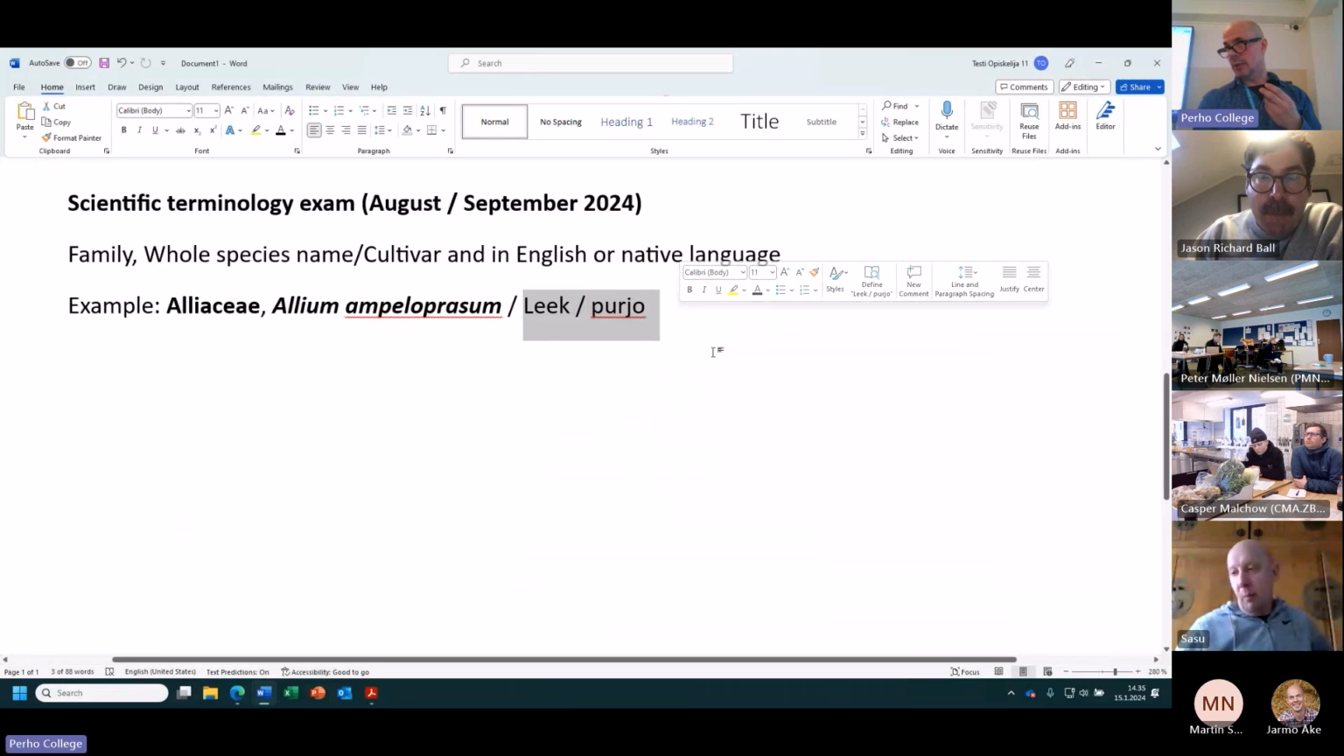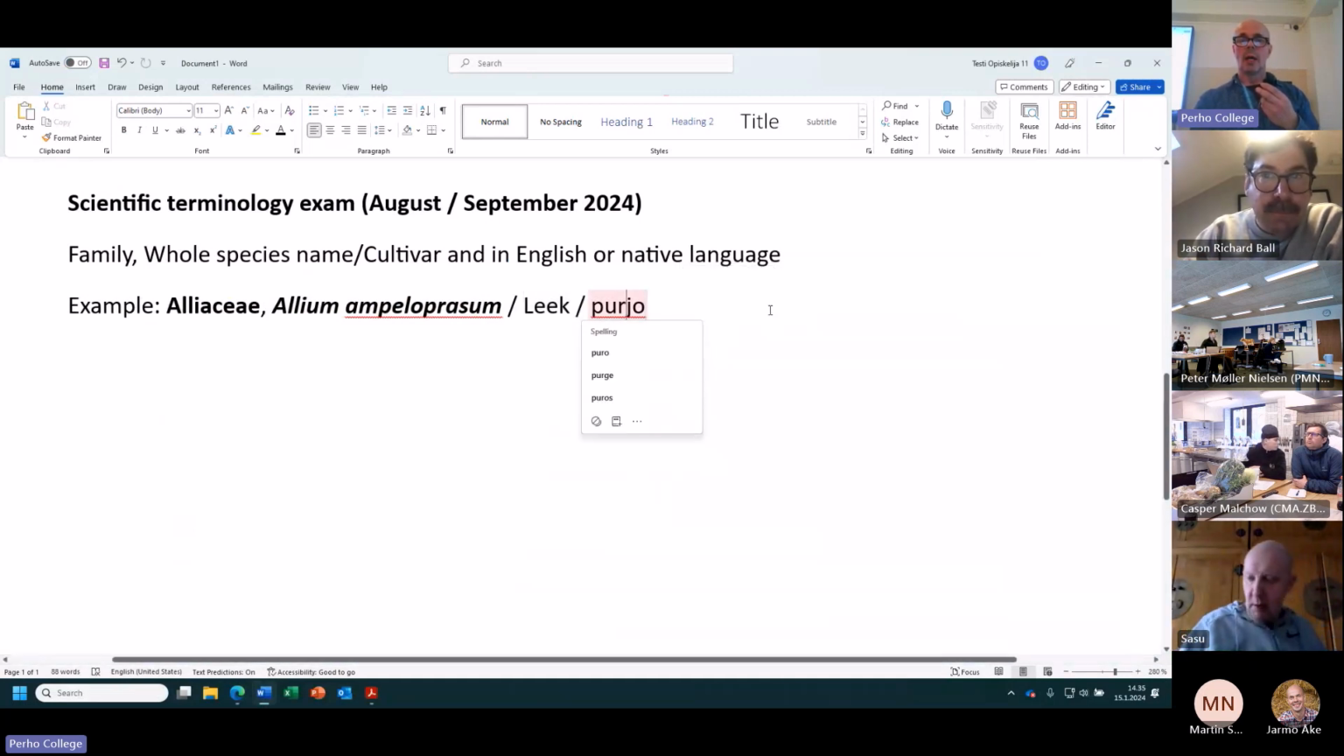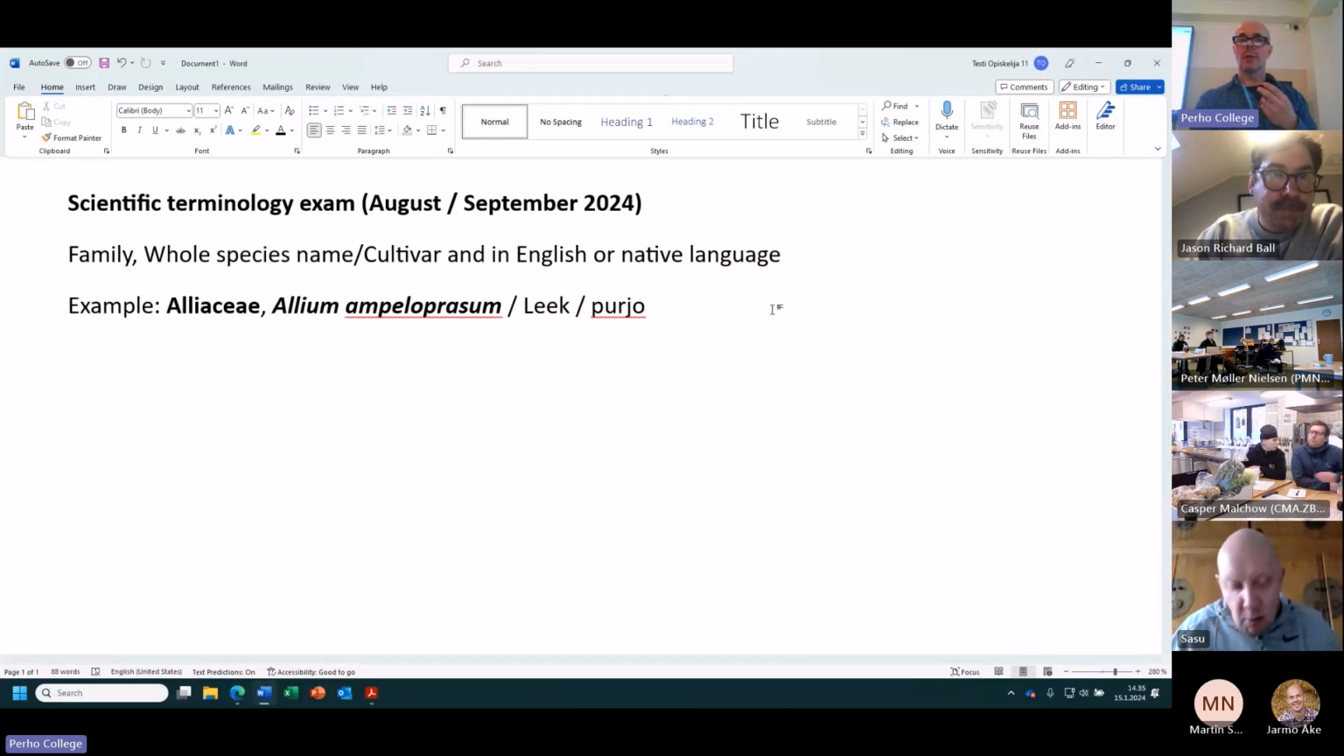And then of course in Denmark, in English and/or in Danish, and in Norway in English and/or in Norwegian language. So this is just one example. And we will send a list of these vegetables and plants with scientific names and also with English names. I think there will be about 50 or so.